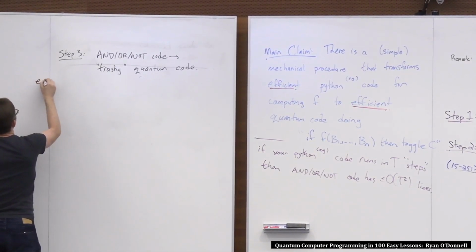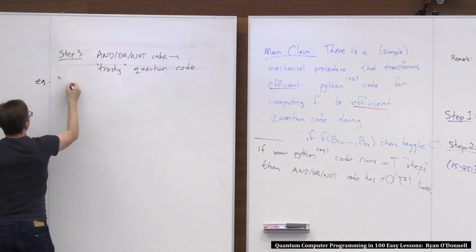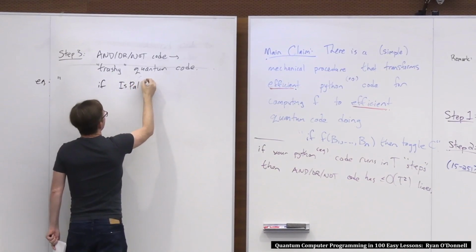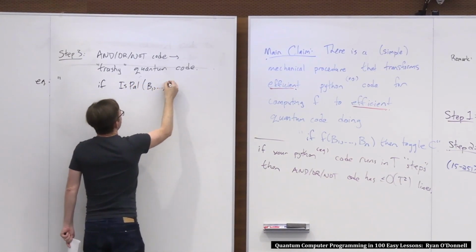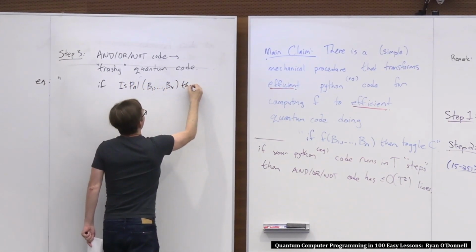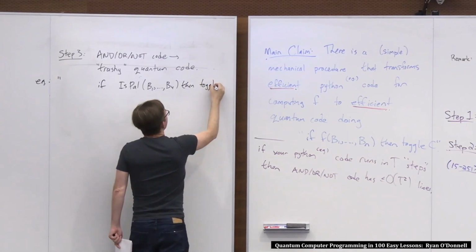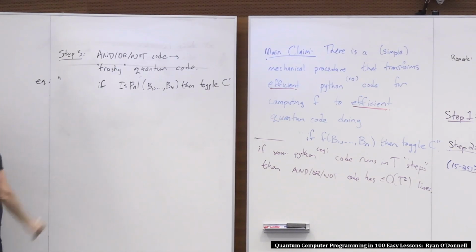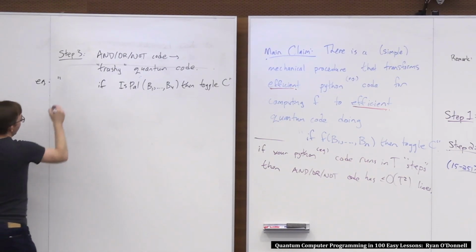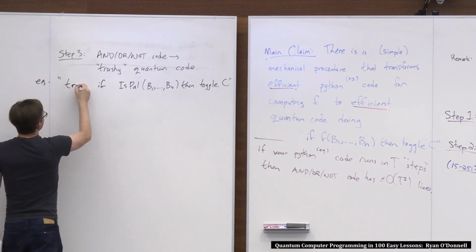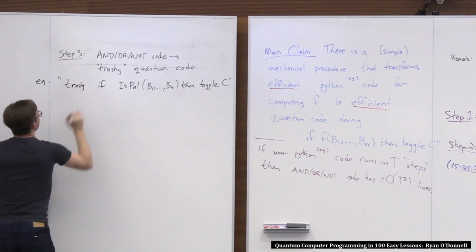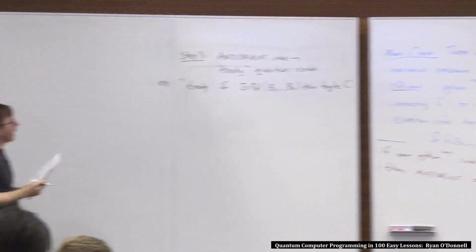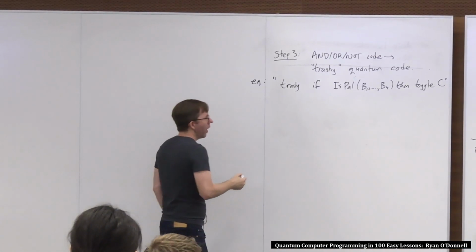We'll do the example of, maybe, if is palindrome B1, B4, then toggle C. Given that we got to this code, our goal might be to make this quantum operation. For now, we'll just make the trashy version of this: if palindrome, then toggle C. And here's how it goes.